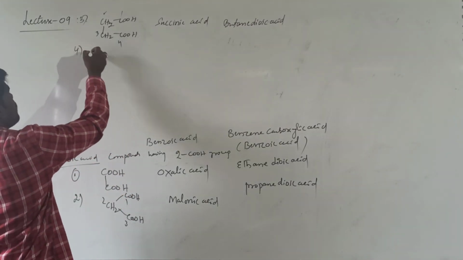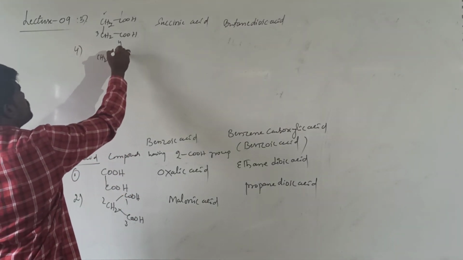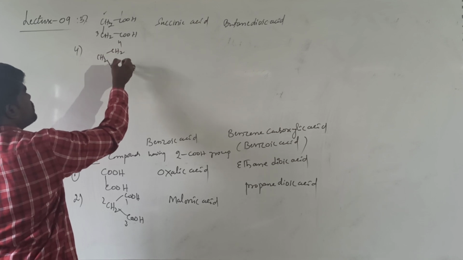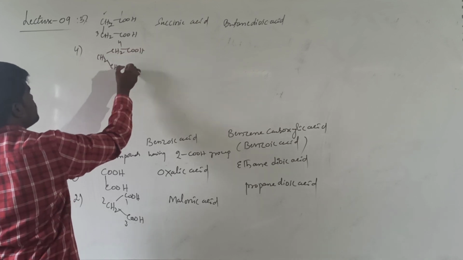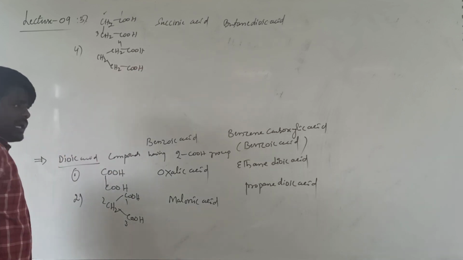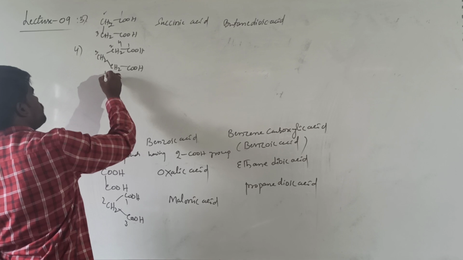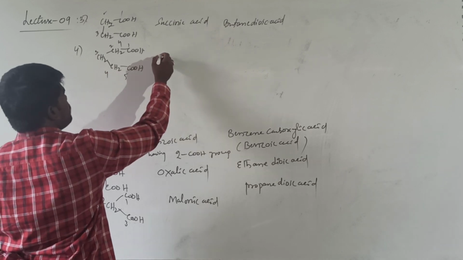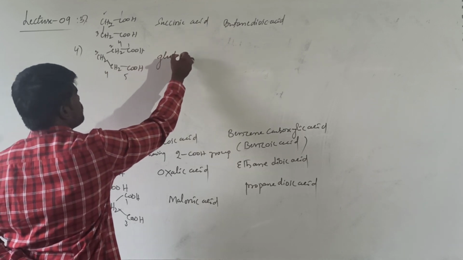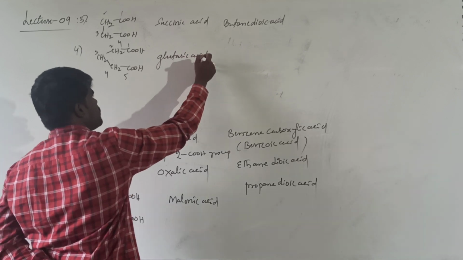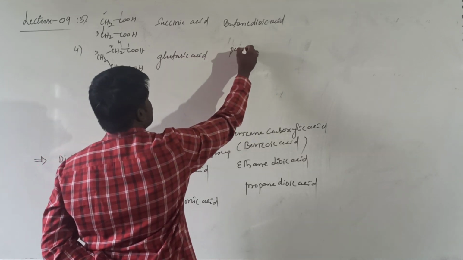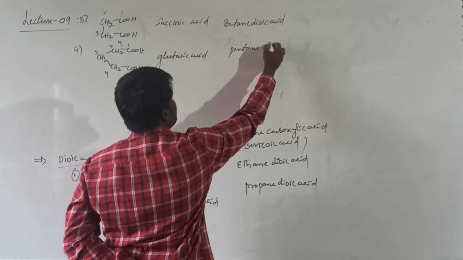And the next member is CH2. In each step I am increasing one carbon. This is also a dicarboxylic acid of 5 carbons. 1, 2, 3, 4, 5. This is called glutaric acid. What is it called? Glutaric acid. According to IUPAC, a total of 5 carbons are there, so it is called pentane dioic acid.